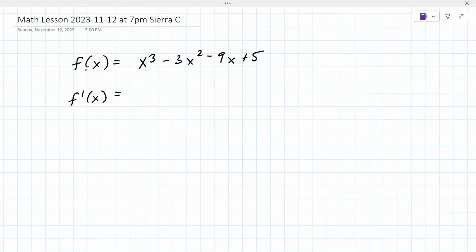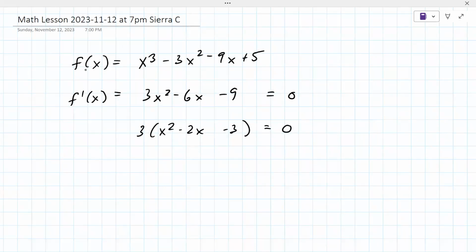X squared minus 6x minus 9. Very good. Now you have to set it equal to 0, and this is where your prerequisite classes come in. Hopefully you see that you can factor a 3 out of everything. Now, do you remember how to factor this?